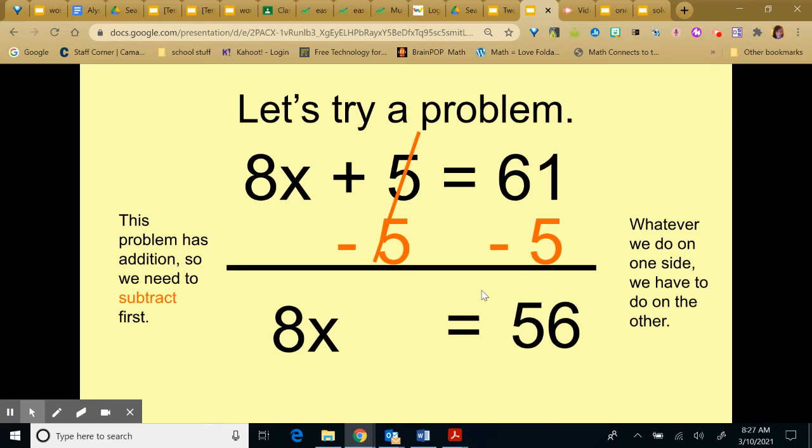So that probably looks like something you can handle. It's very similar to what we've been doing. And now we're not done. We don't have our solution yet. We have 8x equals 56.